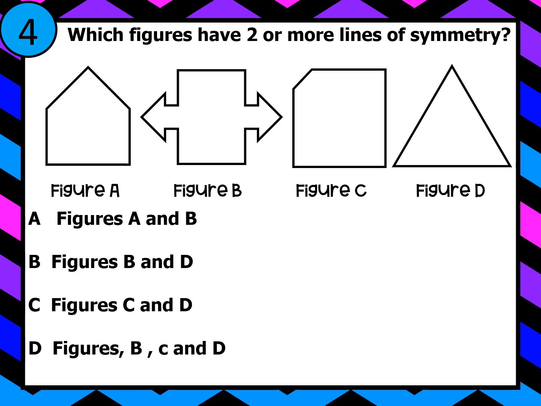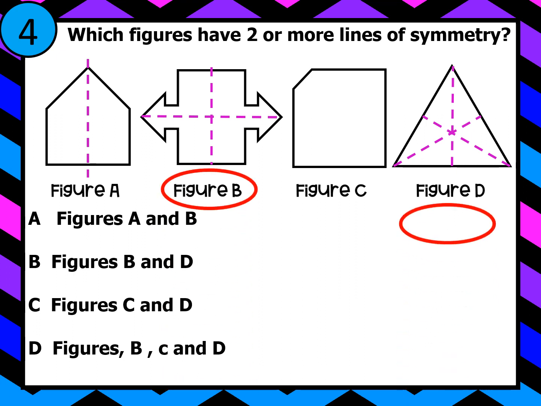If I look at figure A, it has one line of symmetry. Figure B has 1, 2 lines of symmetry. Figure C has no lines of symmetry. And figure D has 1, 2, 3 lines of symmetry. So the figures that have two or more lines of symmetry are figure B and figure D. So the correct answer here is B.